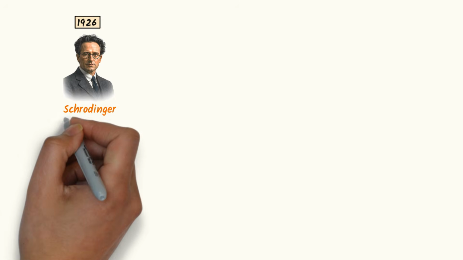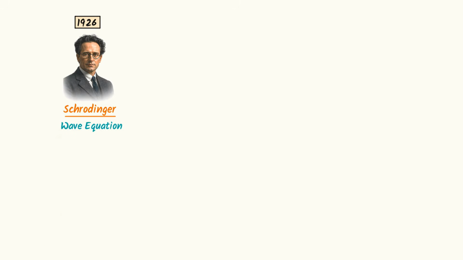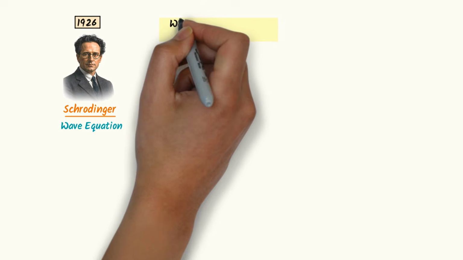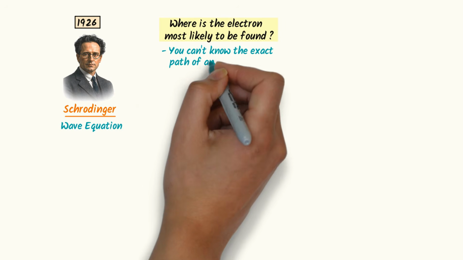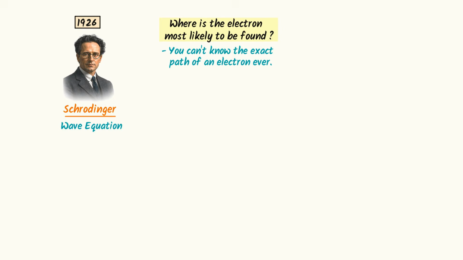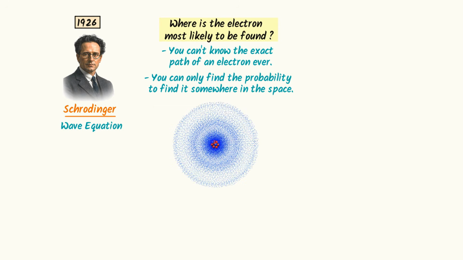Then Schrödinger came in 1926 and presented his famous wave equation. He asked a completely different question. Not where is the electron moving, but where is the electron most likely to be found. He said, you cannot know the exact path of an electron ever. You can only calculate the probability, the chance of finding it somewhere in the space around the nucleus.